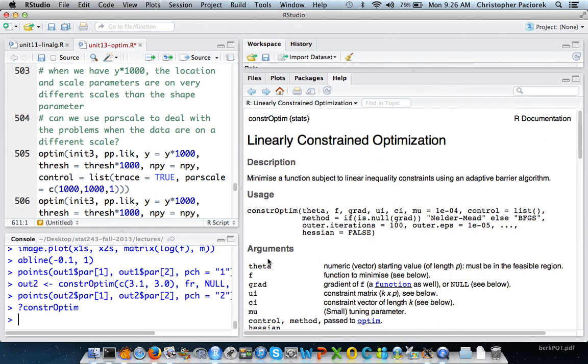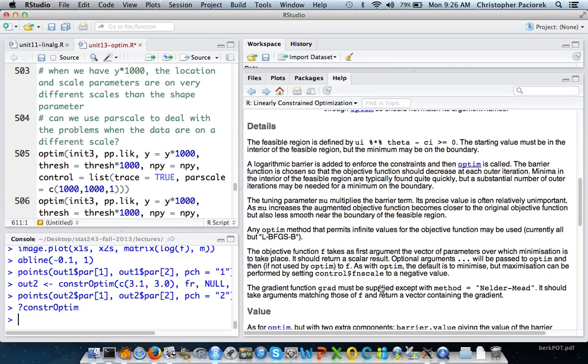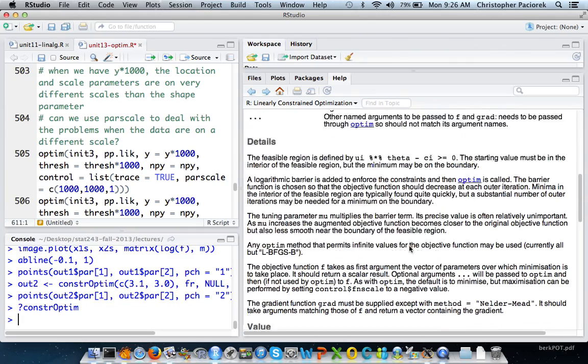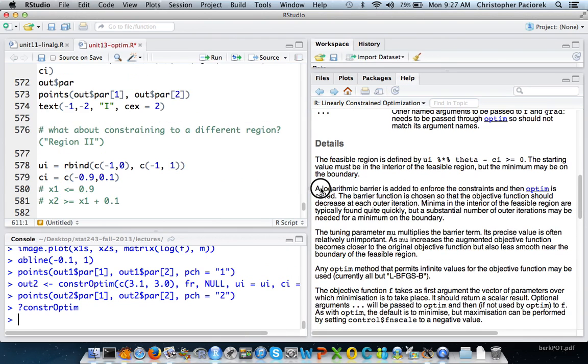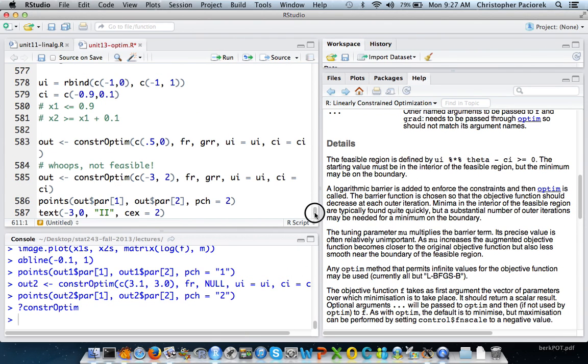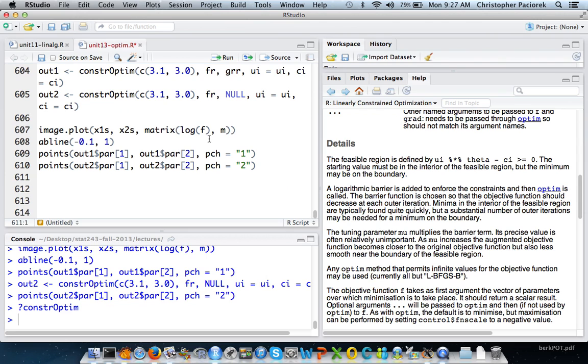Right, so it says gradient of f or null, see below. Oh, I see. Okay, so the gradient function, it's not quite what my answer was or what you were expecting. The gradient must be supplied except with method Nelder-Mead. It should take arguments matching those of f and return a vector containing gradient. So I think, actually, now, I'm glad you asked that question. I think that explains what I was doing here.